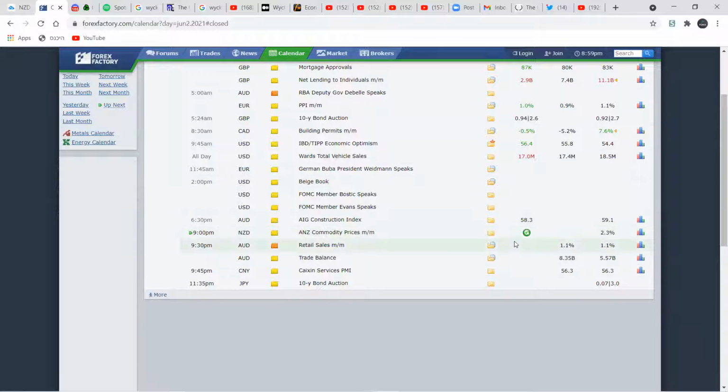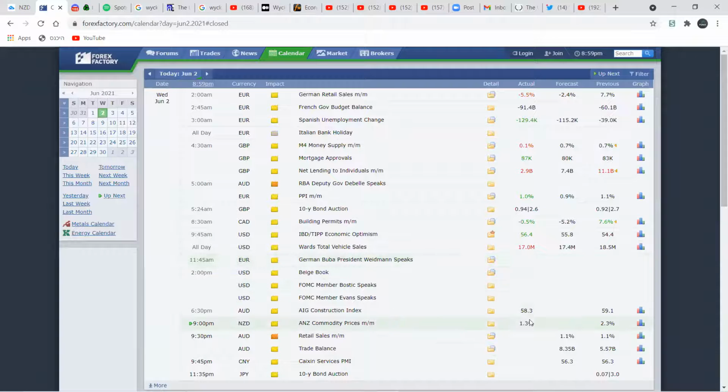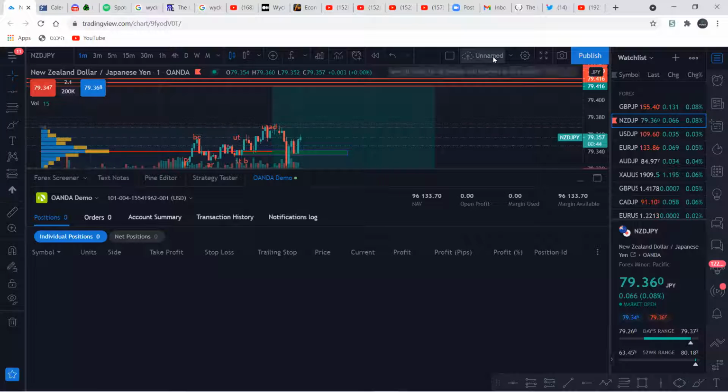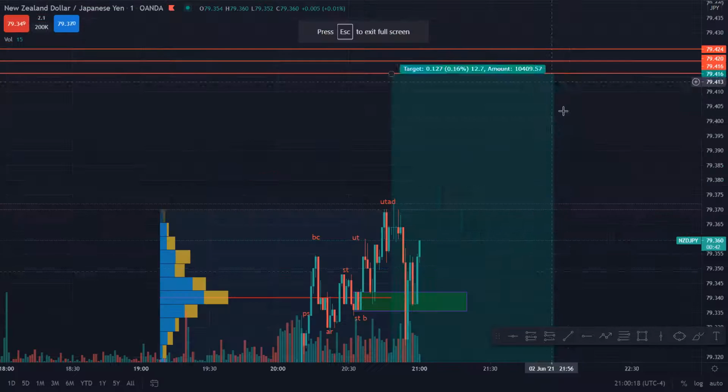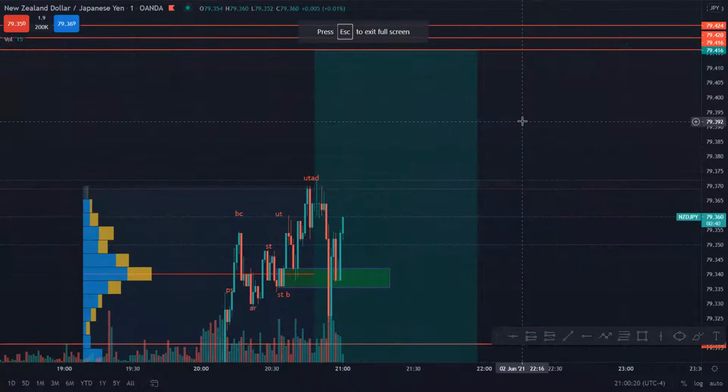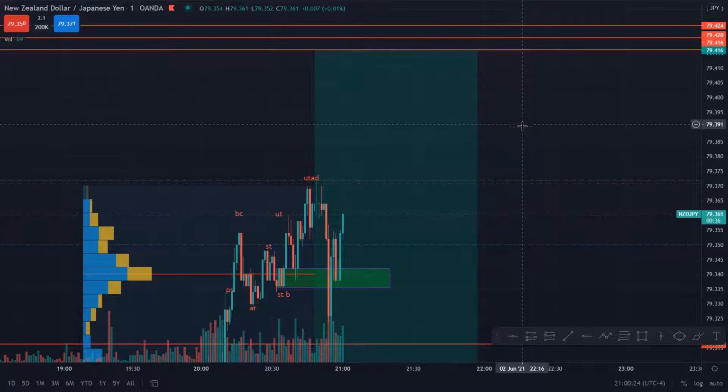Let's see what happens. Did it go up? Our trade went up. Okay, so the news is good. Wow. Okay. 1.3%. That's lower. That's not good actually. So the news was bad. So I wonder what's gonna happen. It's actually going up right now.